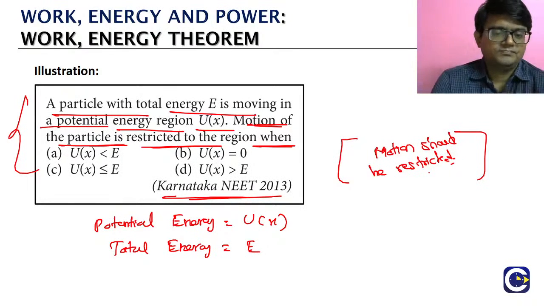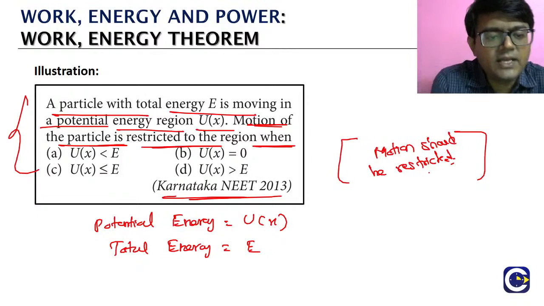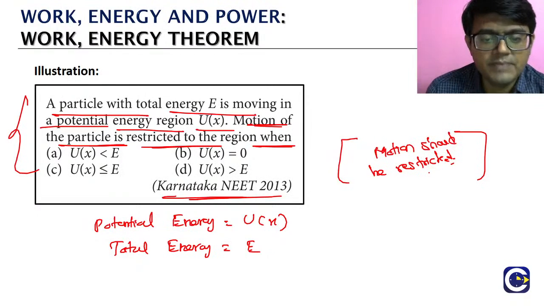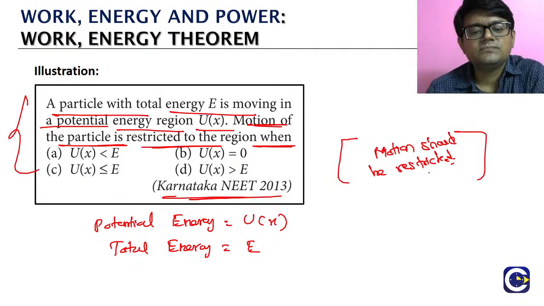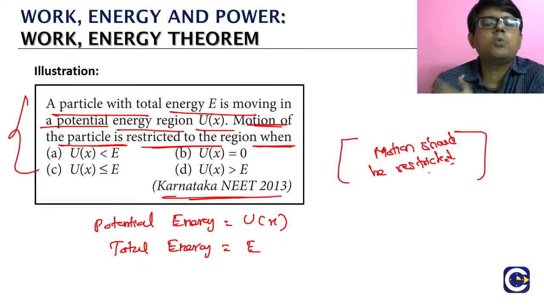What is the condition? Look at option A: U less than E. Option B: U is equal to 0. Option C: U is less than or equal to E. Option D: U is more than E.